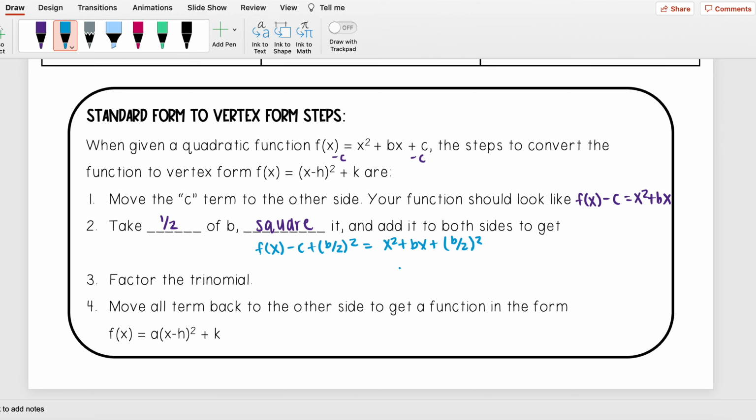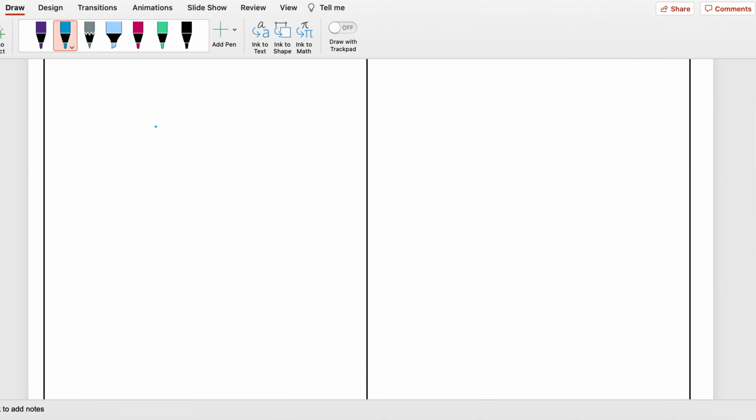So if you were to factor this left-hand side, that's just going to be (x plus b over 2) squared. And then we're going to move all terms back to the other side to get a function in the form f of x is equal to a(x minus h) squared plus k. So let's go through some examples working through that.